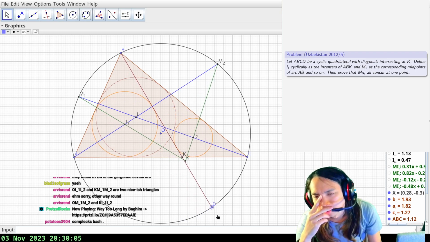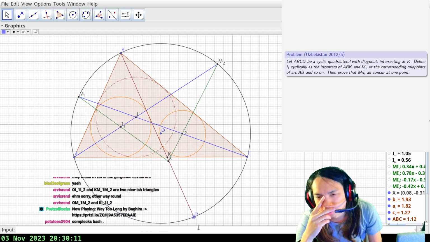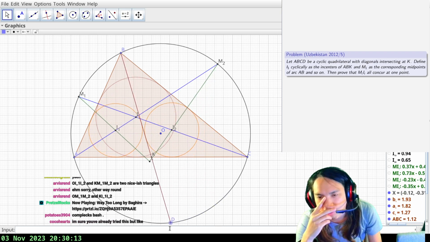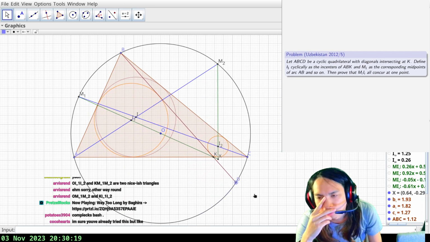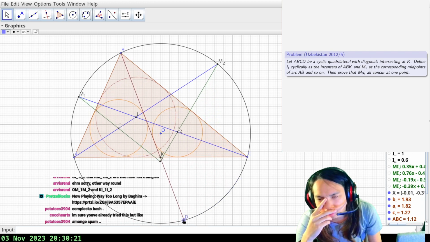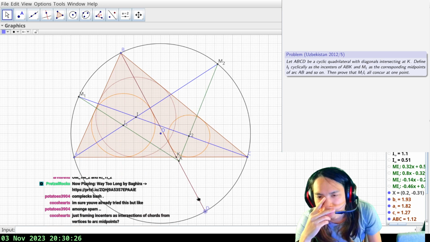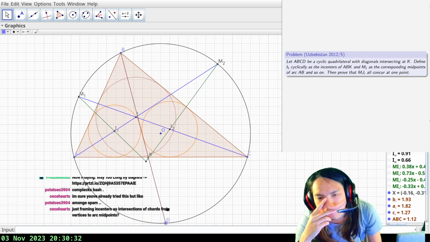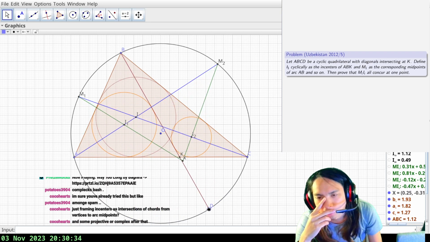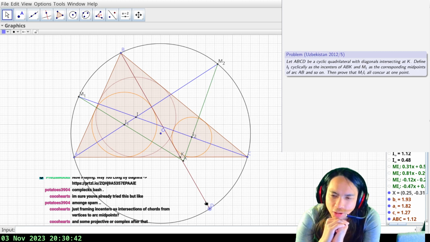Really? Okay. Actually, here's the interesting thing. As I vary the point D, no, never mind, that's false. X seems really well behaved though. I almost want to say X is moving on a circle. I don't know. Some projective or complex. Yeah, I think complex does work.